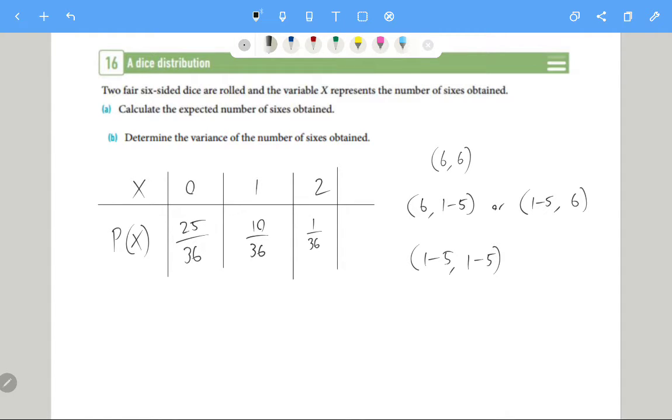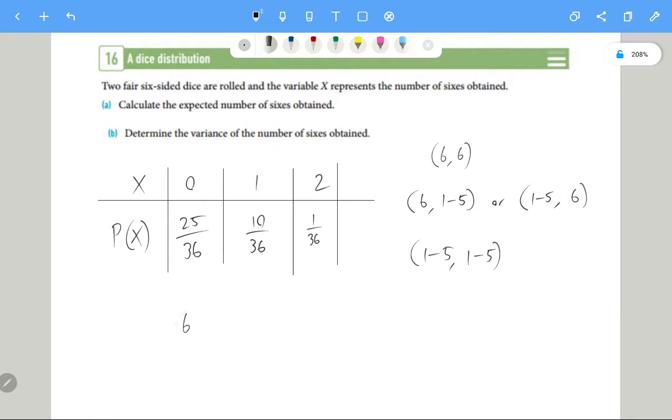You might be wondering, where am I getting 36 from? Well, it's just because there are 36 different outcomes when you roll 2 six-sided dice, right? Because there are 6 outcomes in the first one, 6 outcomes in the second one. So 6 times 6 is 36 total outcomes possible, because order does matter in this sort of game. Alrighty, so that's just my probability distribution table.